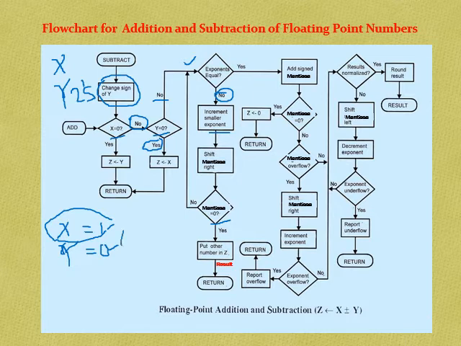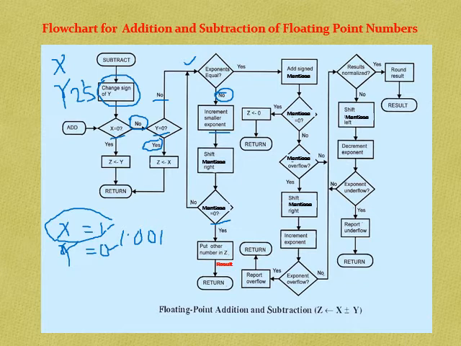Suppose the number is 1.001. If the mantissa is 0, that means this part is 0. So if this part is 0, that means it is 0 point something, which is very small, or we can say that it is 0 itself. So if it is 0 itself, no further operation is required.